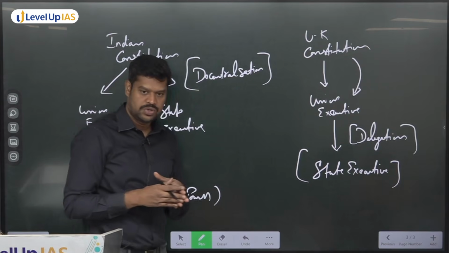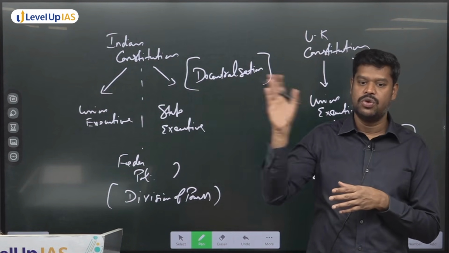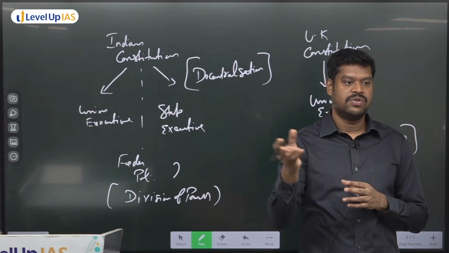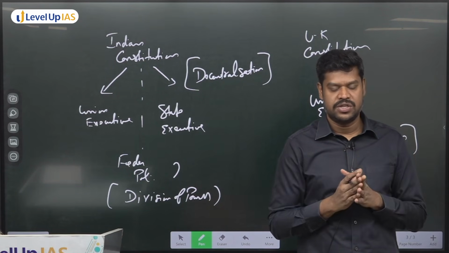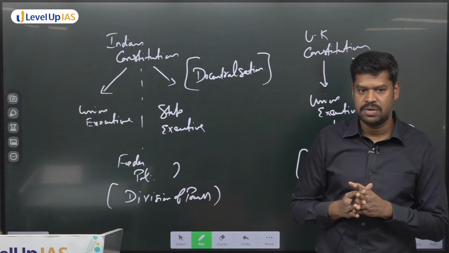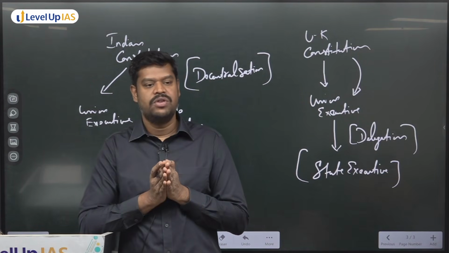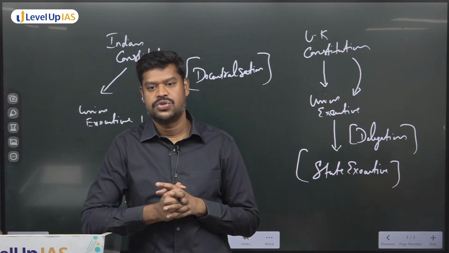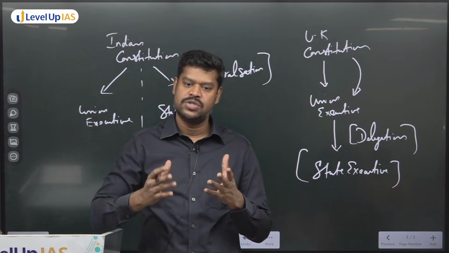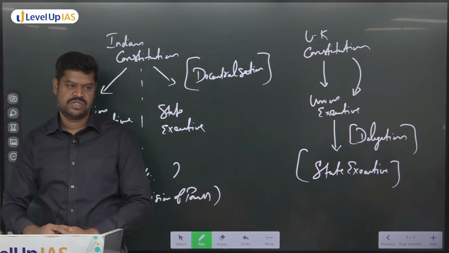That is why some political commentators have said that it is a federation with unitary bias, a federation with centralizing tendency. So it is quasi-federal in nature. It is not truly federal, because in a truly federal political system, how does it have to be? There has to be equal division of powers. But under the Constitution of India, though there is division of powers, there is no equal division of powers.